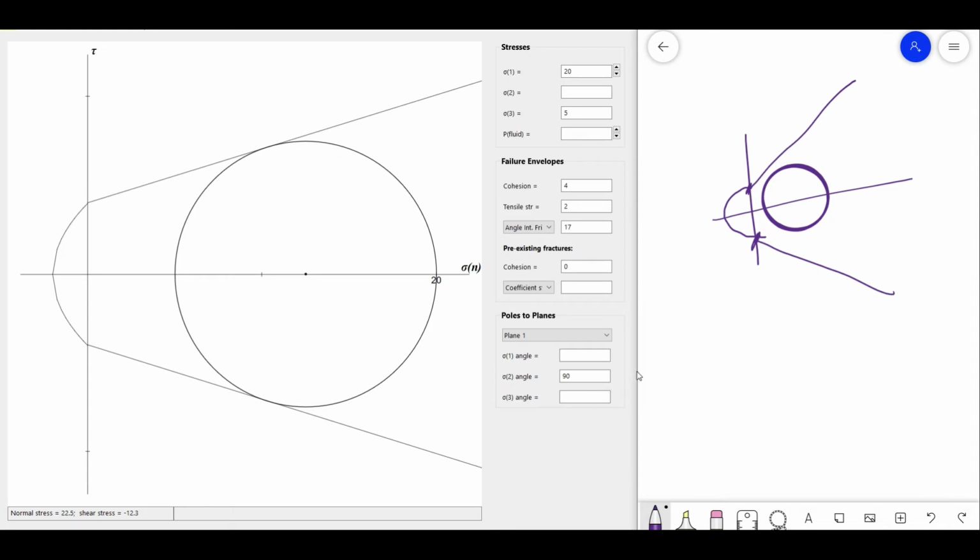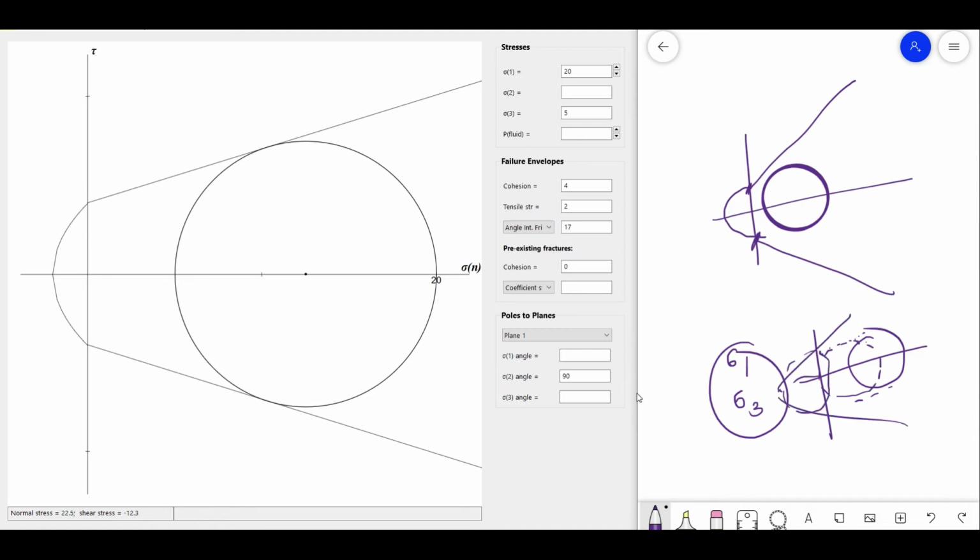So if we increase the pore fluid pressure, then sigma 1 and sigma 3 both will start decreasing. So what happens is that in this case the circle moves to its left. So this could be like this or could be like this, and if fortunately it touches the failure envelope, then we can expect some failure or fracture at that moment.